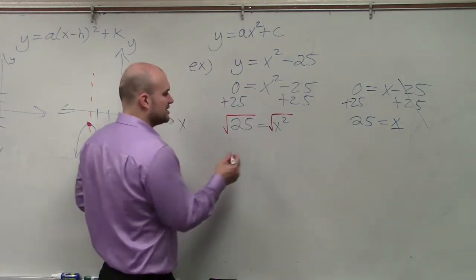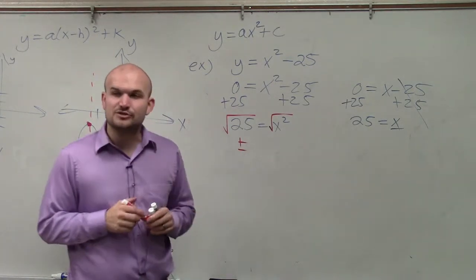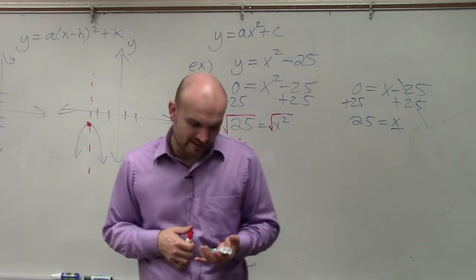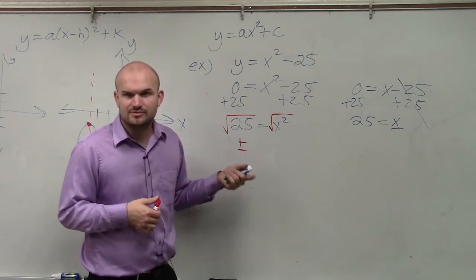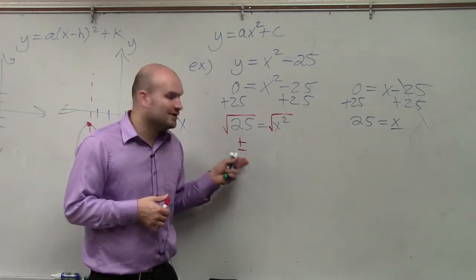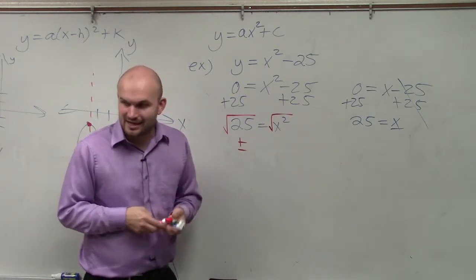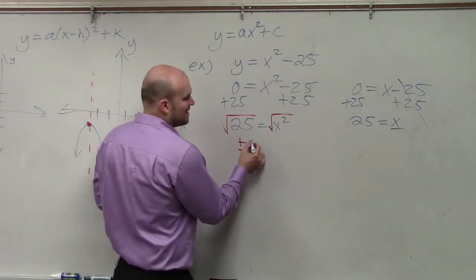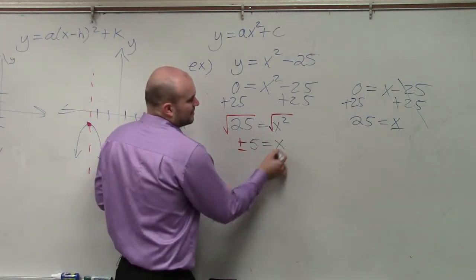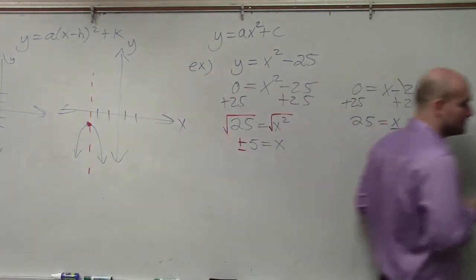So now, ladies and gentlemen, please note whenever you introduce the square root, Erica, you're going to want to write this down. Whenever you introduce the square root, you have to take the positive and the negative of that value. So you're going to have plus or minus the square root of 25, which is 5, is equal to x. And that's it. So that's how we have to write it.